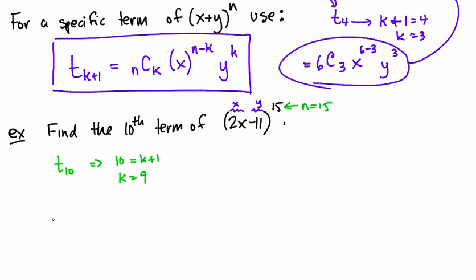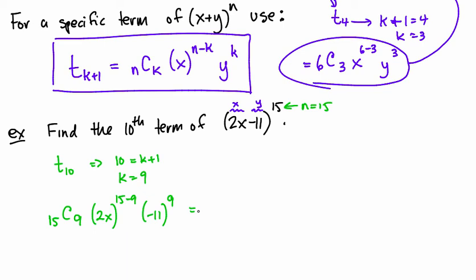Then the 10th term of this one, so here n is 15, and we're doing the 10th term, k is 9, so I get 15 choose 9. My x is really 2x. It's to the power of n minus k, 15 minus 9. And then the y, which is really negative 11, is to the power of 9.